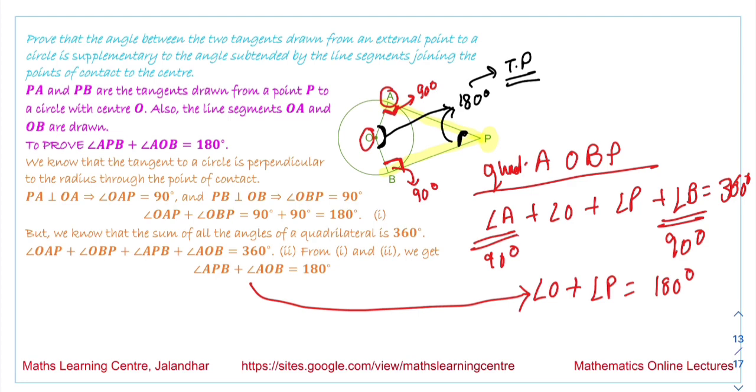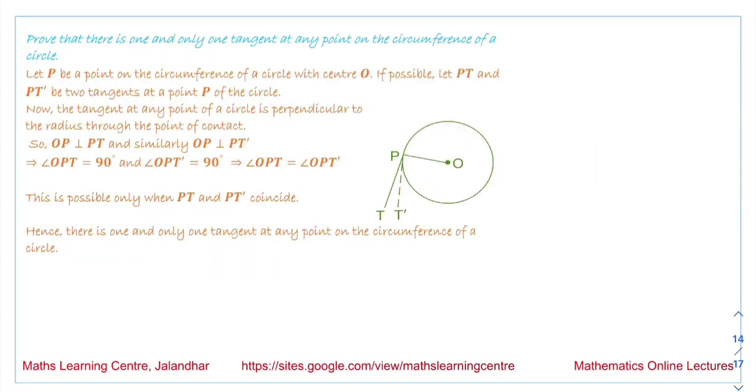Next we have to prove that there is one and only one tangent at any point on the circumference of a circle. Suppose a circle is given to us and we have considered a point P over here, and the center of this circle is O. We have to prove that there is one and only one tangent that we can draw from this point P.